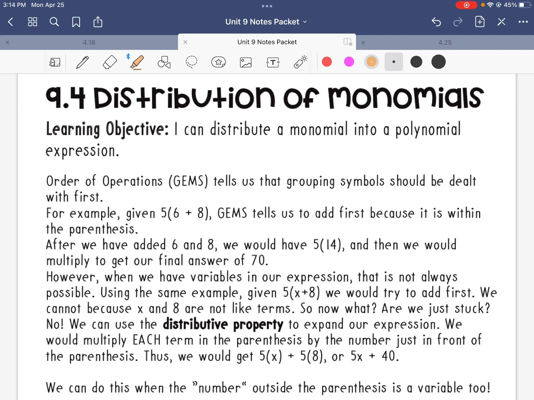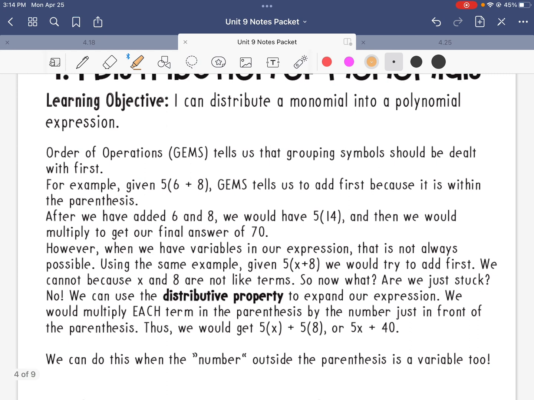However, when we have variables in our expression, that's not always possible. So using a similar example, given 5 parenthesis x plus 8, we would try to add first. We can't because x and 8 are not like terms. So now what? Are we just stuck?